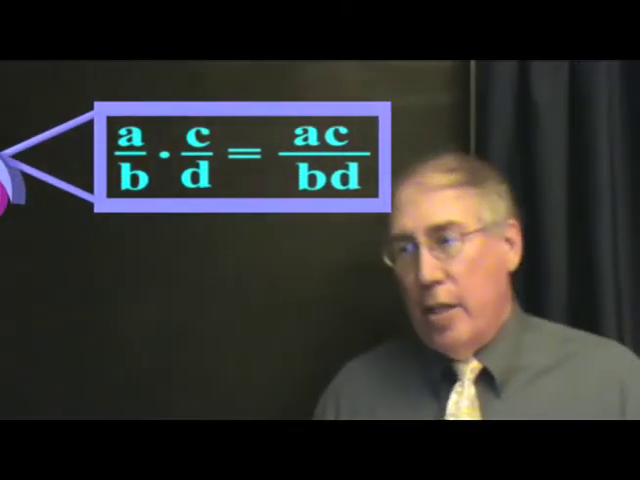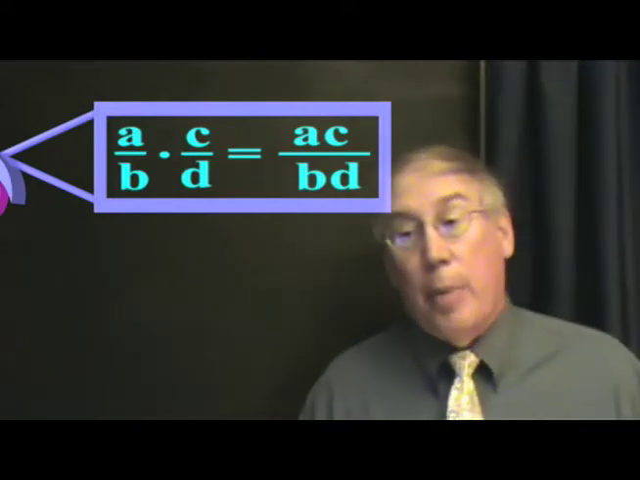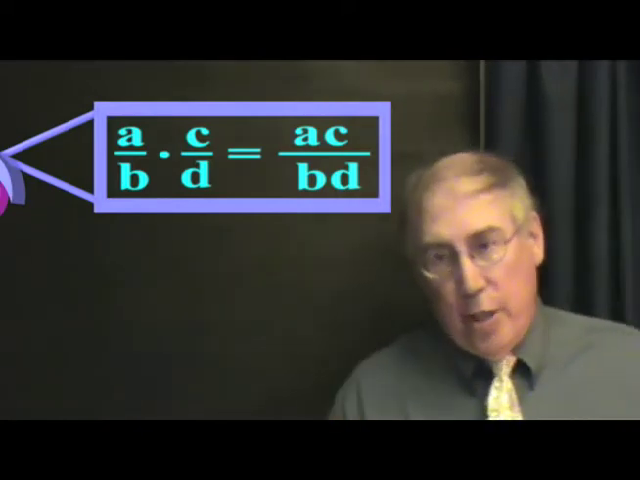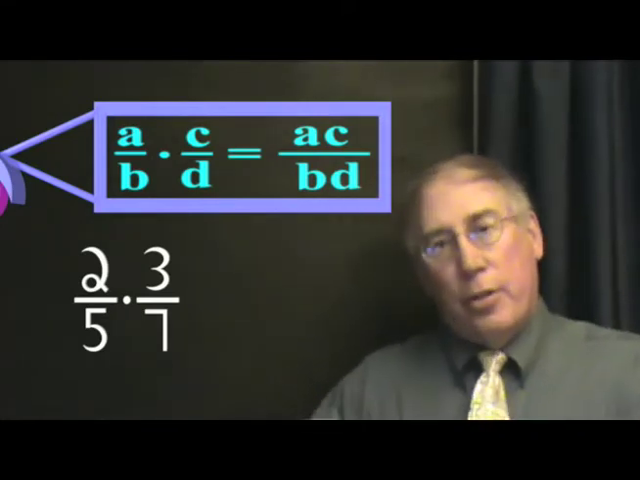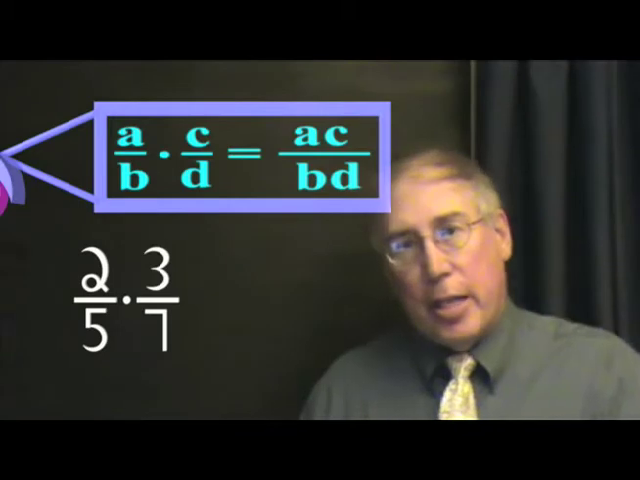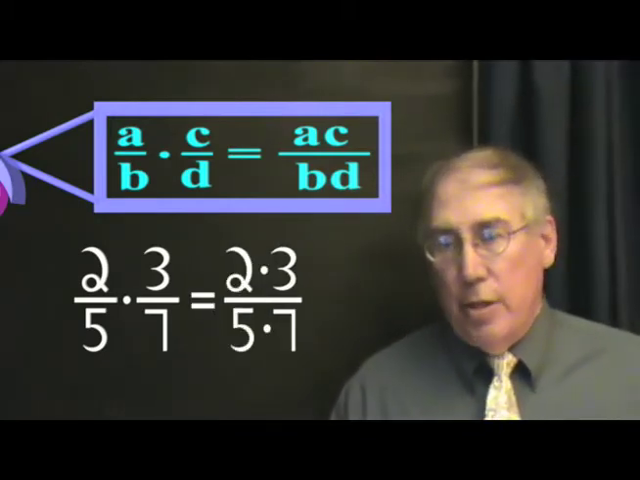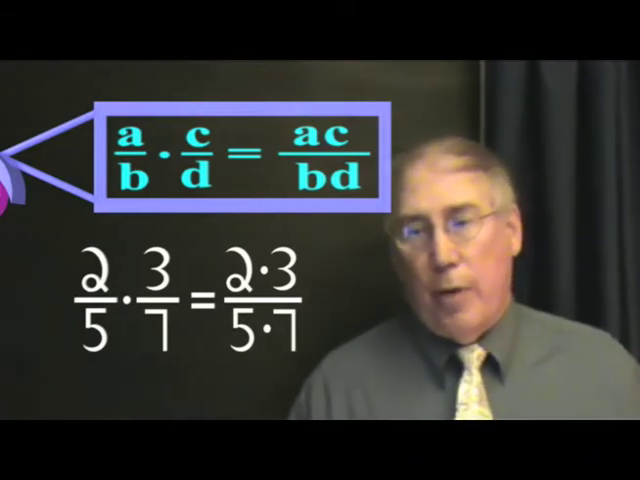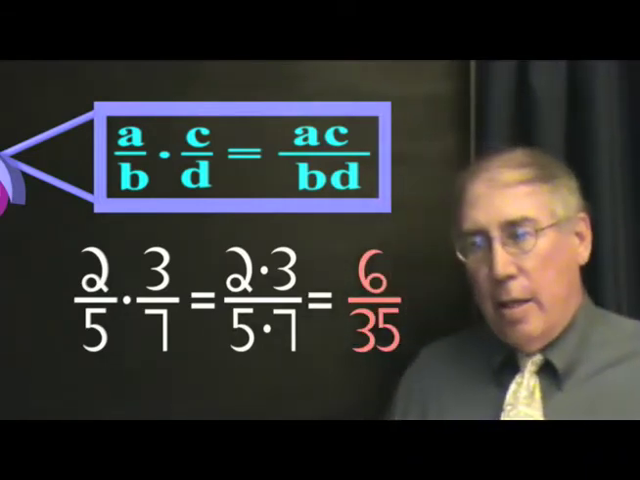Now here is a little rule we can go by. It says that we take two fractions represented by a over b and c over d. We can multiply the numerators together, the top numbers, and then the denominators together. And so, as an example, we could have 2/5 times 3/7, or we have 2/3 times 5/7. And so you just multiply the numerators together and the denominators.